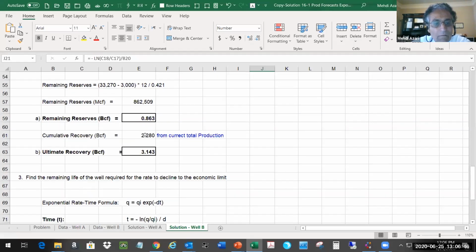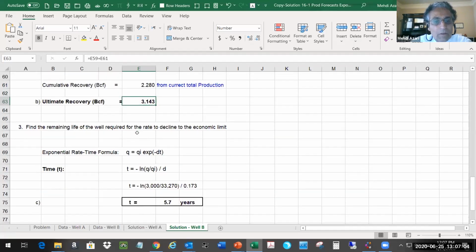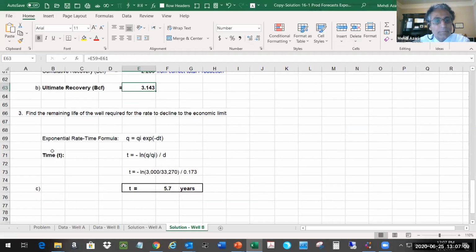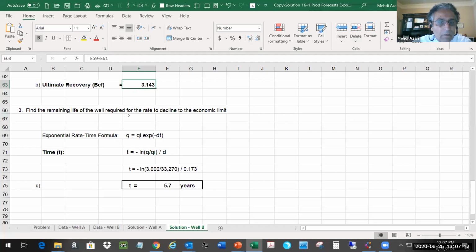Then the cumulative recovery is how much they produce from time zero until this time. Okay, that's 2.28. So the total recovery from this well is going to be 2.28, which you already produced, plus 0.83, which is the remaining. So the ultimate recovery from this well is going to be 3.143 BCF, billion cubic feet, which is not bad. I mean, you want it to be like 6-7 BCF, but it's not bad. It's not typical for gas wells in the US.